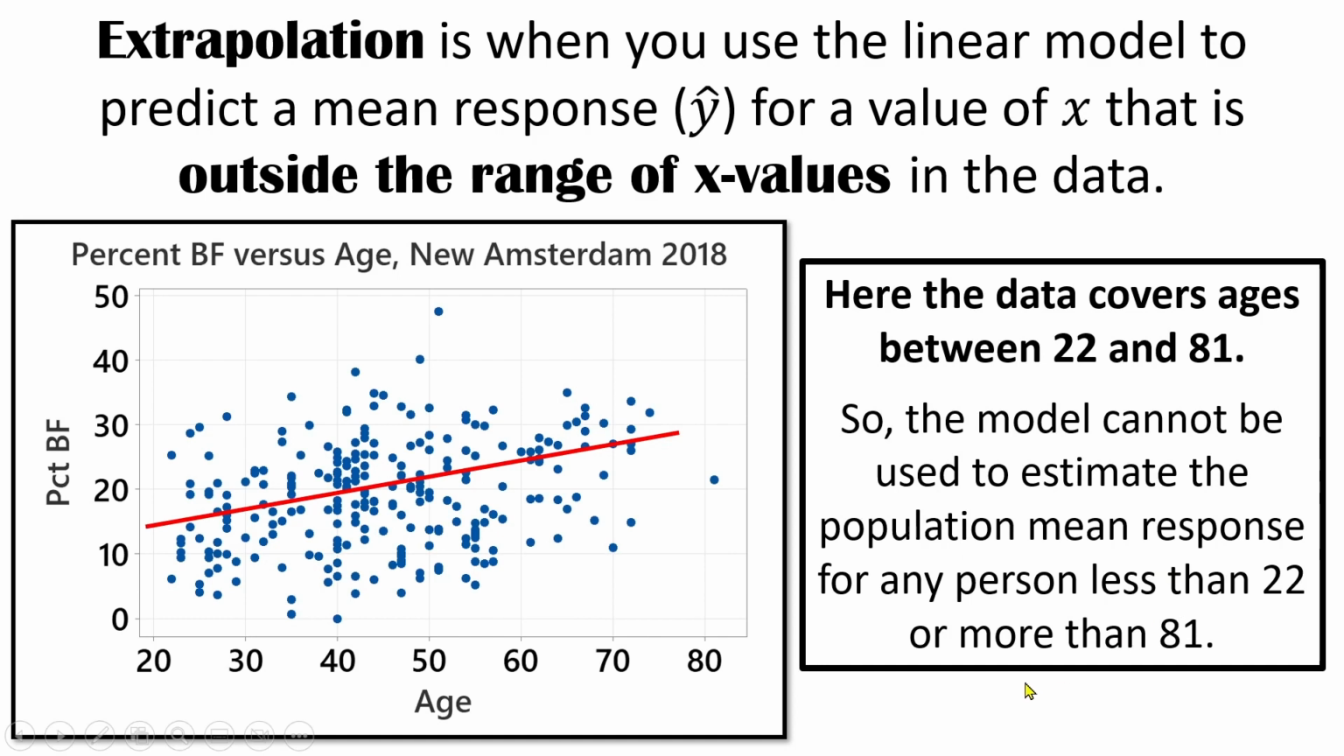Right, so the model cannot be used to estimate population mean response for any person less than 22 or more than 81. And again, mainly because we don't have data for individuals less than 22 or more than 81. And so we have no way to know if the linear association that is evident in the data that we do have extends beyond the range that we can see. So to do so would be called extrapolating, and extrapolating in this context is something you're not supposed to do.